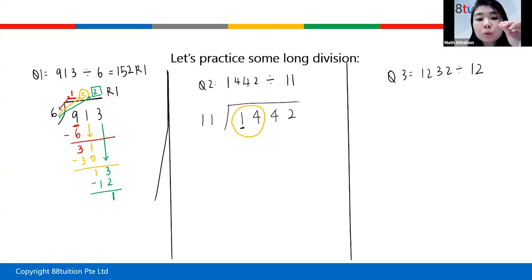What is the closest number to 14 that can be divided by 11, but is smaller than 14? Can you go through the 11 times table in your mind? So what is the closest number? 11, good. So I'm going to minus 11 here. What am I left with? What do I write here?